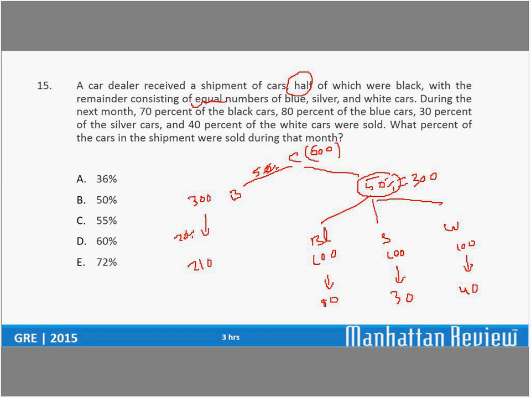So what is 290? 290 plus 10, 300, 360. So you understood it is 360 cars out of 600 cars that were sold. So what is the percentage? Into 100 times, 100%. So what is the answer? So obviously it is 60%. 60% is sold.